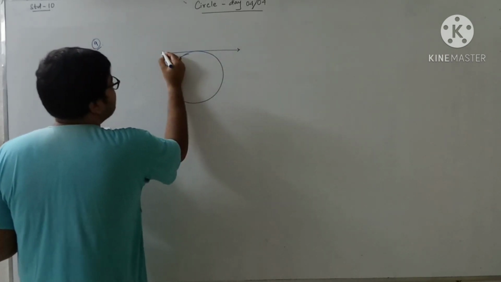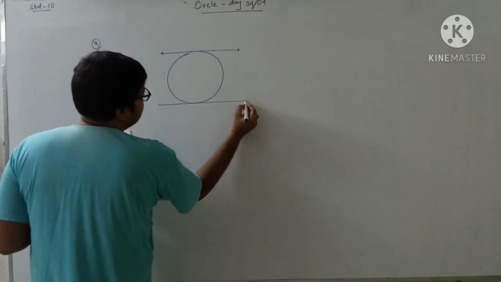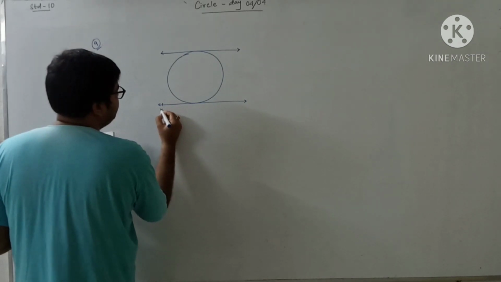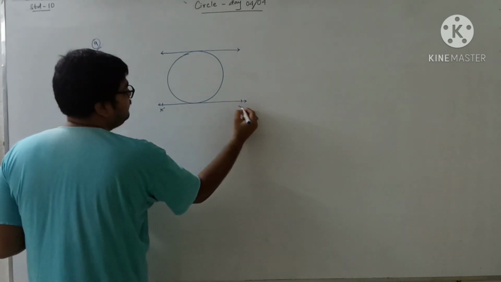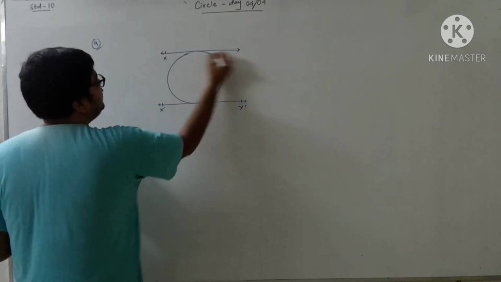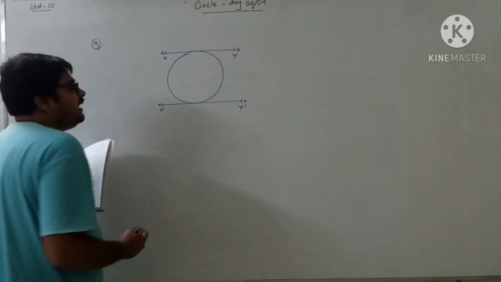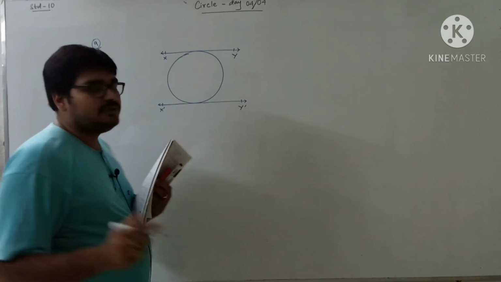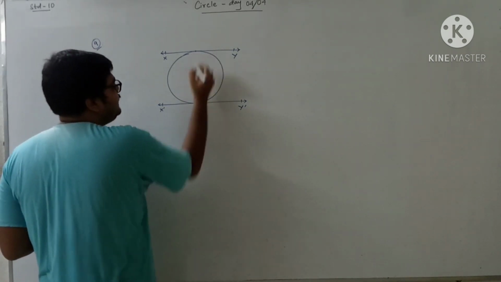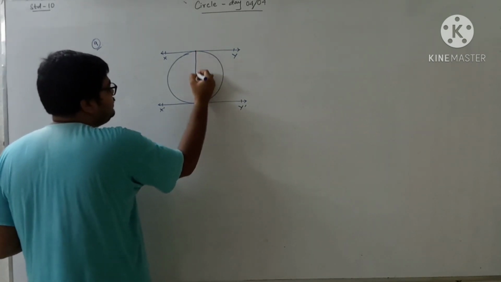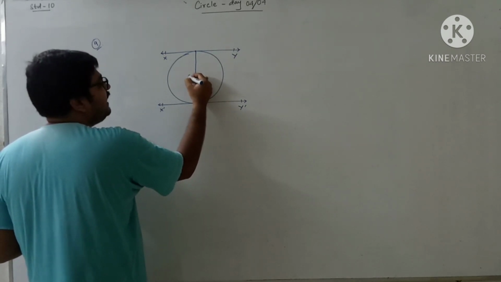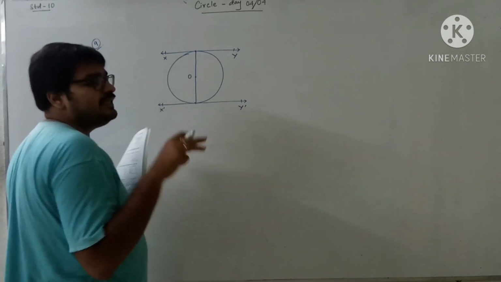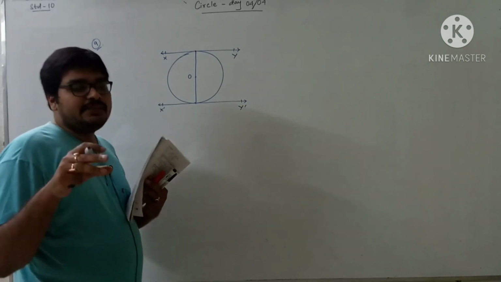One of the tangents is XY, another one is X prime Y prime, and this is XY. These two are parallel tangents, and one thing we know already is that parallel tangents are always diametrically opposite to each other. So if we join these two points of contact, it must be the diameter of the circle. But whatever I have told verbally should be written when we do the sum, with the proper reason.